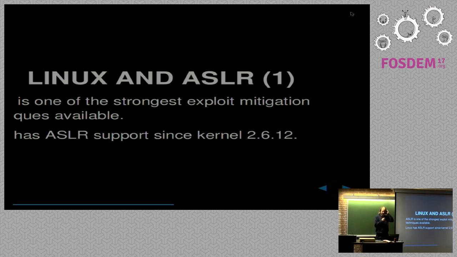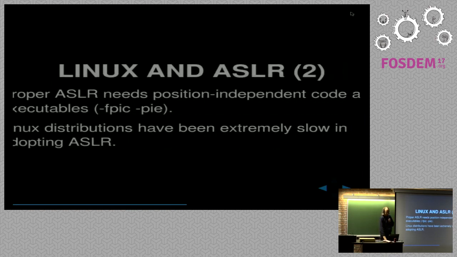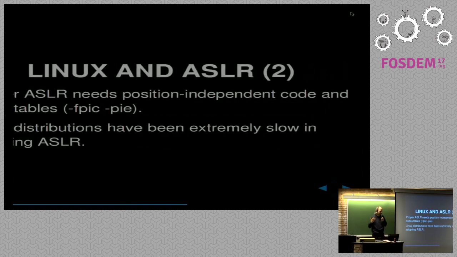And if the addresses are random, then the attacker doesn't know where there's any valid code in memory. So that's a pretty strong protection. And the Linux kernel has had ASLR support since 2.6.12, so quite a while ago. But if you want ASLR to work, the code needs to be compiled in a certain way so that it's possible to load this code into random places in memory.